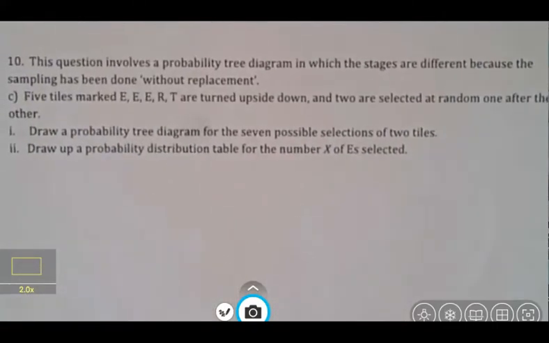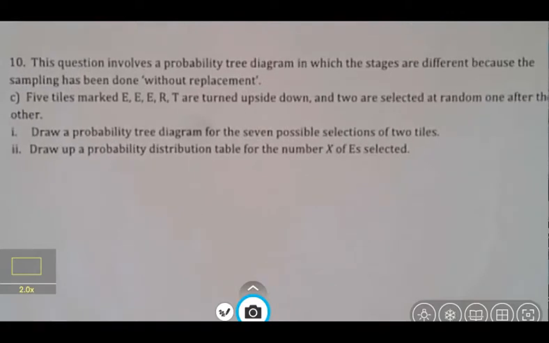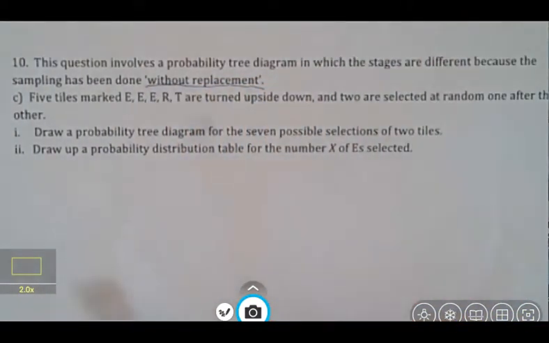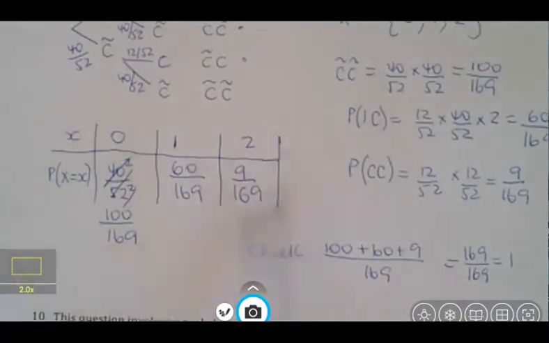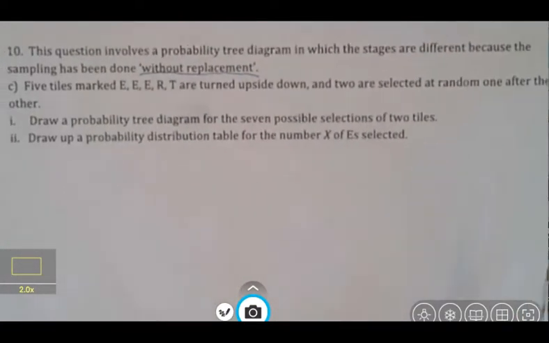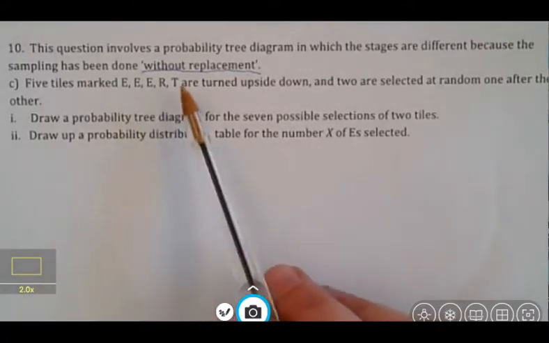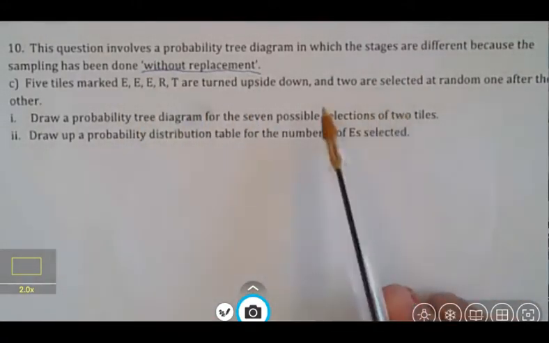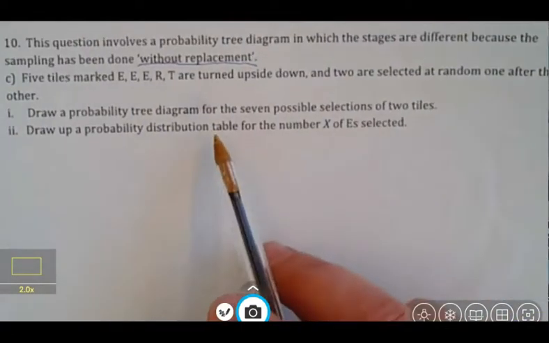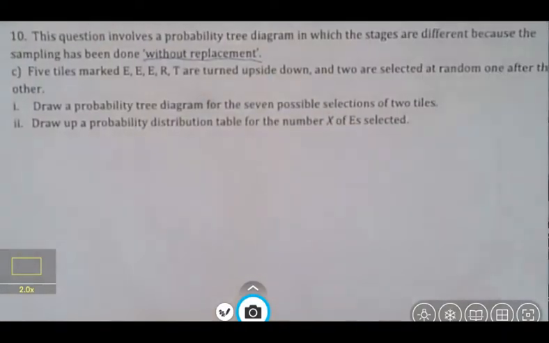Now, this question also involves a probability tree diagram, but the stages will be different, because the sampling is without replacement. So before you draw up this table, you need a tree diagram to determine the probabilities that go in the second row of the table. Okay, so we've got 5 tiles marked E, E, E, R, and T. They are turned upside down, and 2 are selected at random, one after the other. It says draw up a probability tree diagram for the 7 possible selections of 2 tiles.